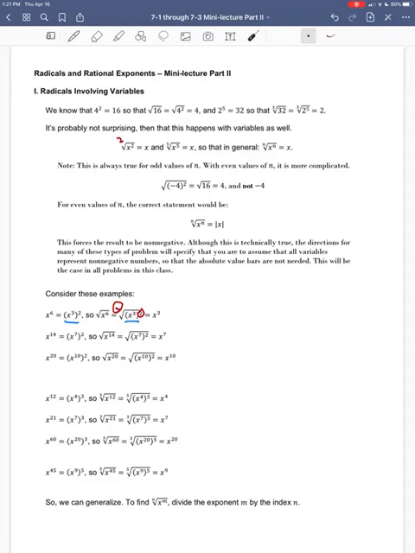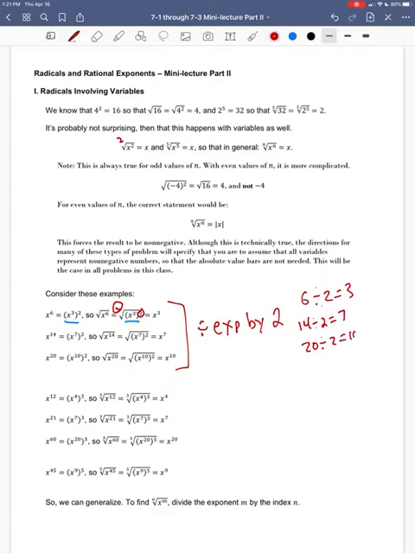And what I'm noticing here essentially in these examples is that we're dividing the exponent by 2, right? 6 divided by 2 is 3. 14 divided by 2 is 7. 20 divided by 2 is 10.